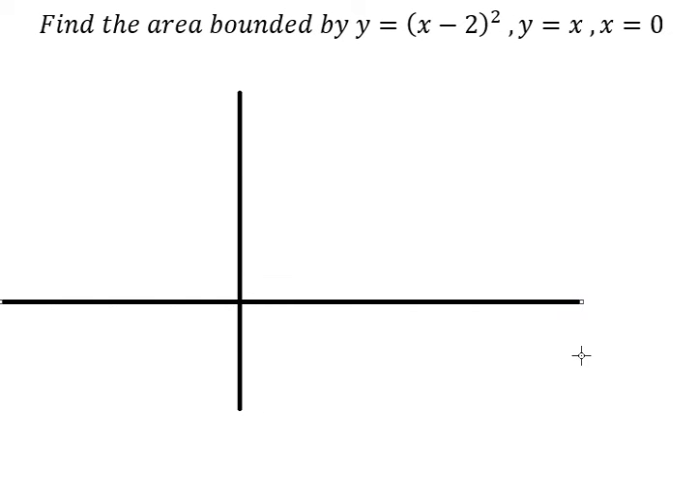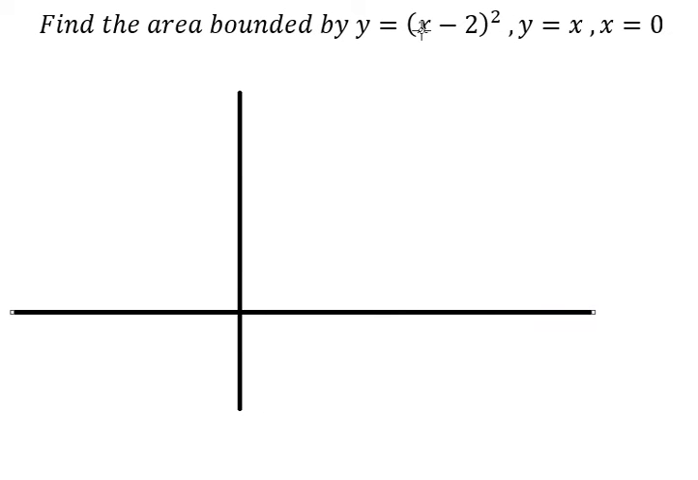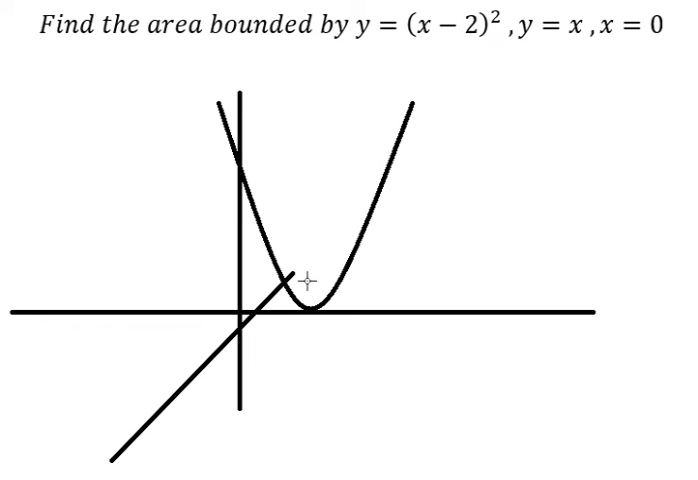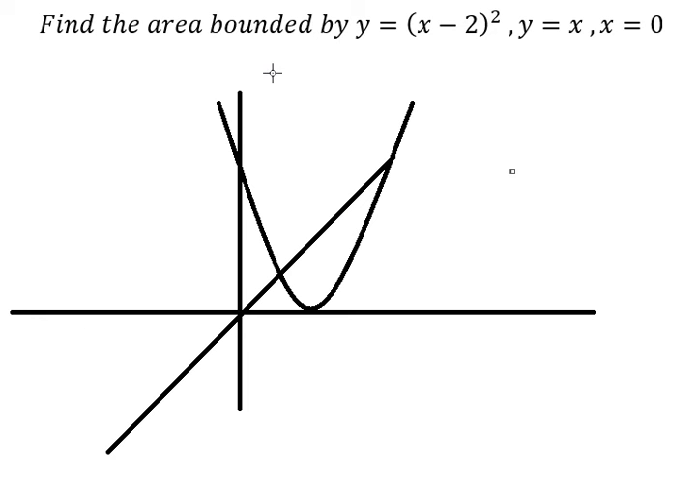We need to graph the function y equals (x minus 2) to the power of 2. The graph should be like this. Y equals x. The graph should be like this. X equals 0. So the graph should be about this one. So the area we need to concentrate on is this one.